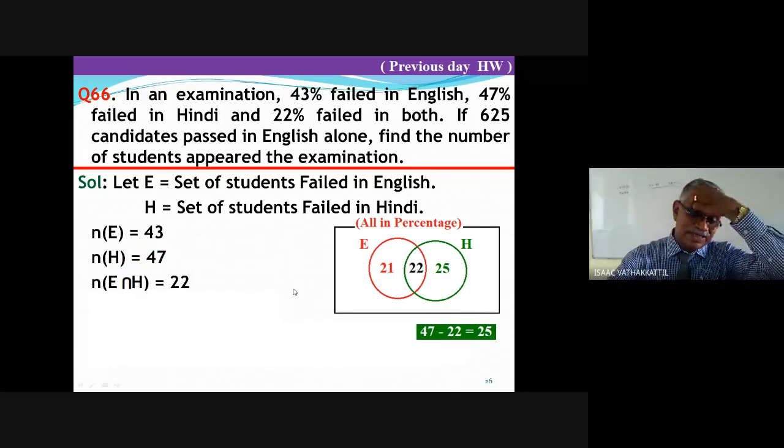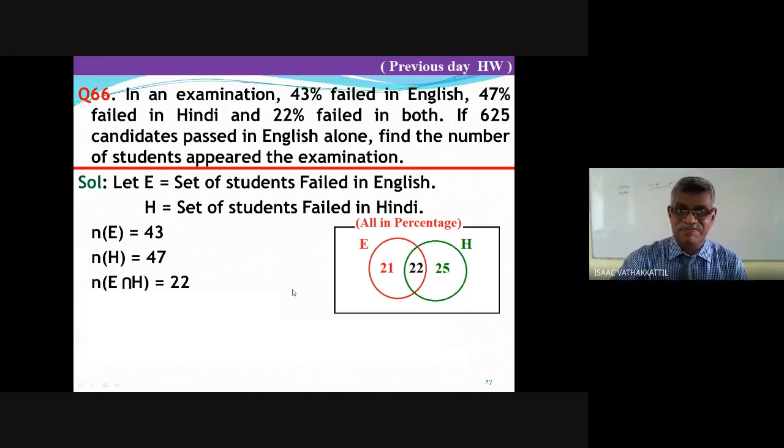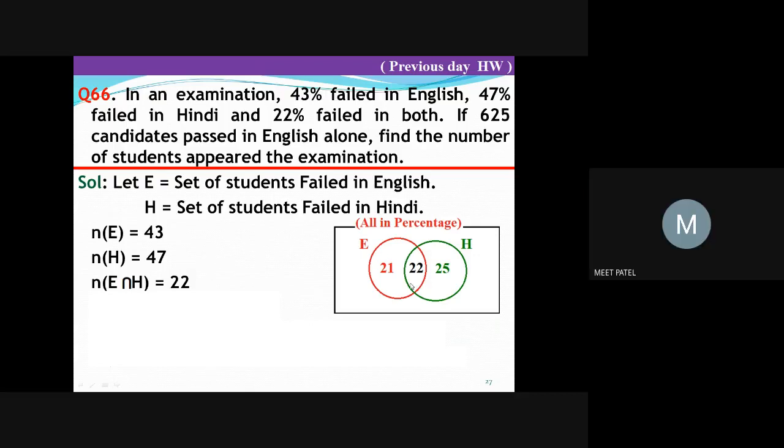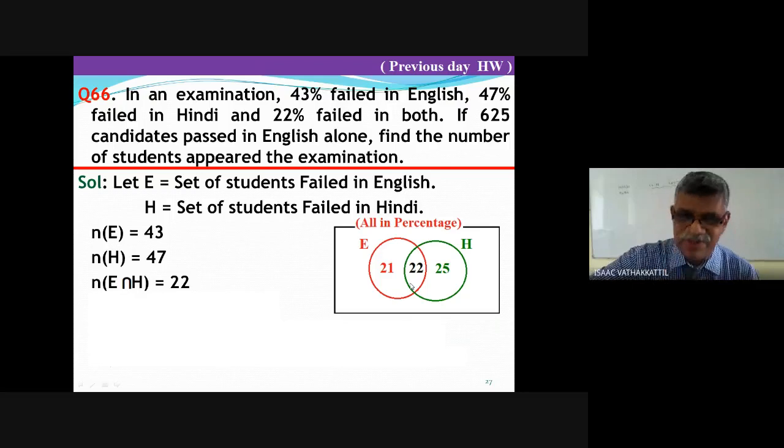Now, you interpret this data. What do we understand by this? 22% is in E intersection H. What does that mean? 22% failed in both exams. Absolutely correct. Now, tell me about this 21%. What do you understand by this 21?